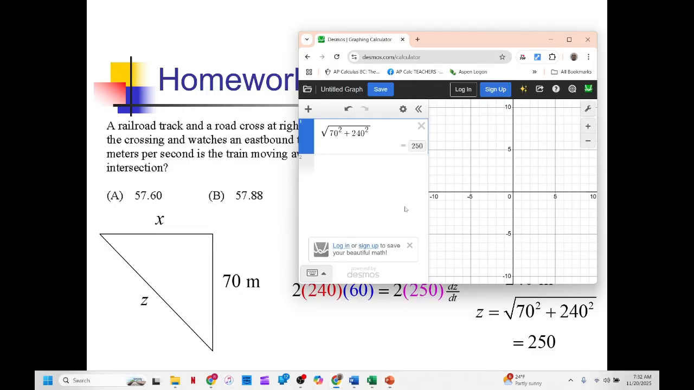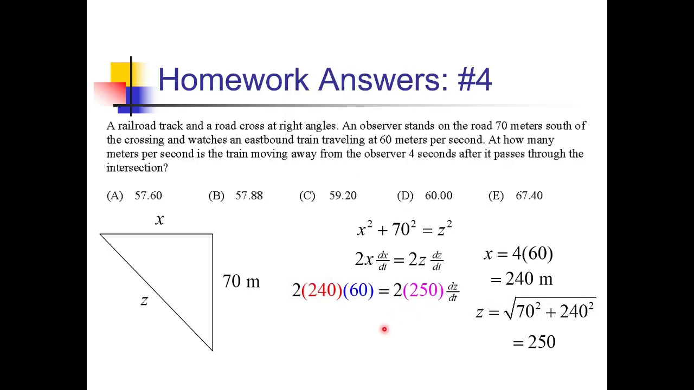So let me just do all of that on the calculator. So we've got 2, let me just do a big fraction. So 2 times 240 times 60, all of that divided by 2 times 250, and that comes out to 57.6, and that'll be in meters per second. So that's going to give us answer choice A.